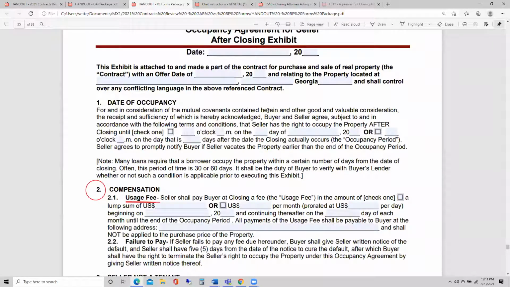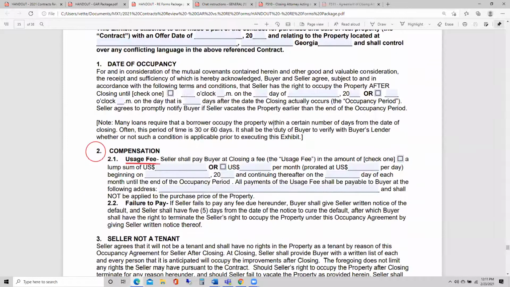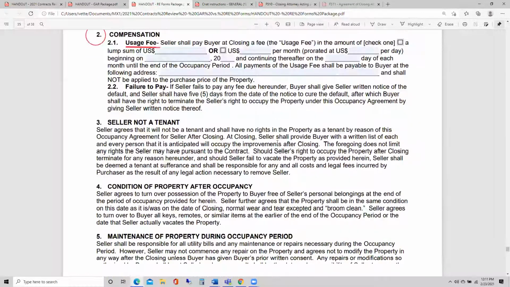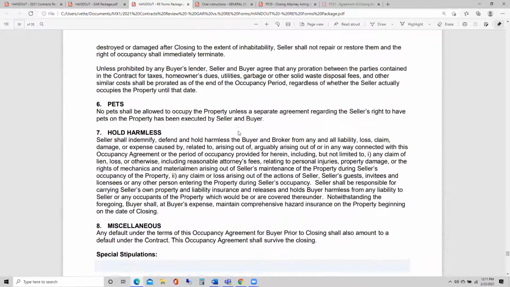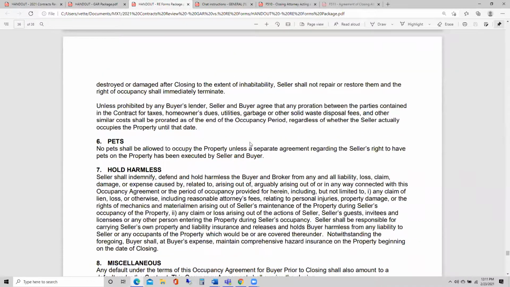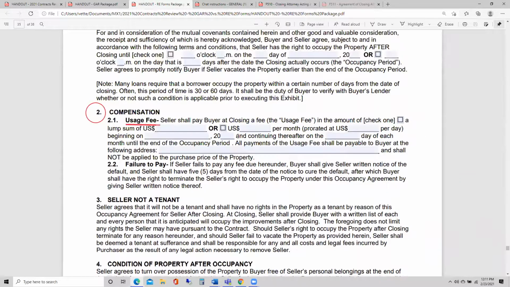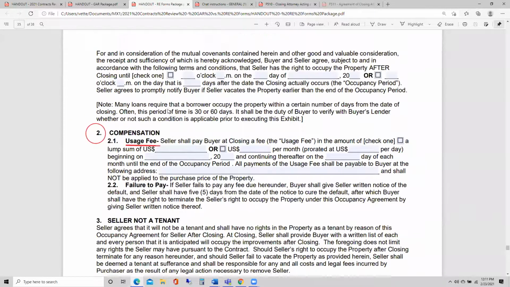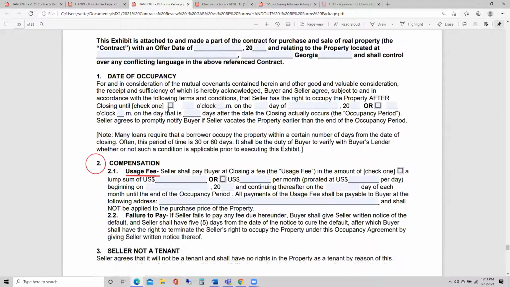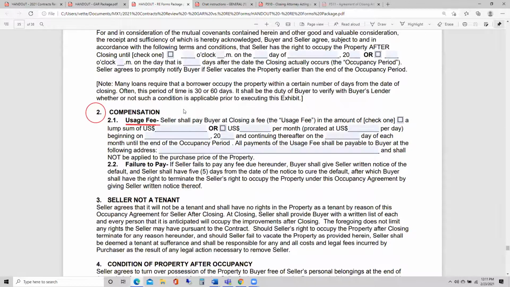It has the same information, date of occupancy for so many days, and so forth and so on, condition of the property, maintenance of the property, utilities, repairs, insurance, and so forth and so on. But look here, this is the biggest difference. Compensation. Under the RE Forms temporary occupancy for seller, it has a usage fee. The seller shall pay the buyer at closing, so they're going to get it because they're going to be together at the closing table, a usage fee in the amount of either a blank sum or blank per month.